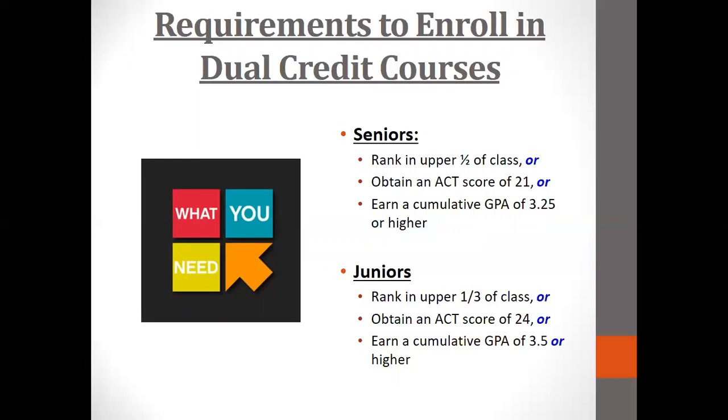This is state requirements. They will not allow you to take dual credits unless you are one of these three things. If you're a junior, you have to be ranked in the upper third of your class, or obtain an ACT score of at least a 24 or higher, or you have a current GPA of a 3.5 or higher. Now, this is just for the universities.